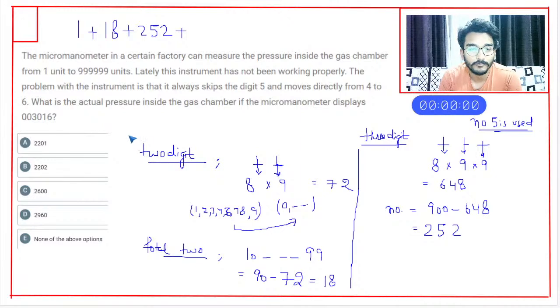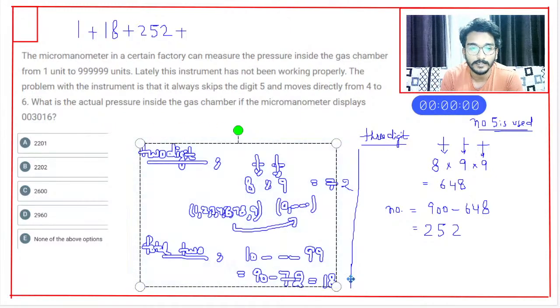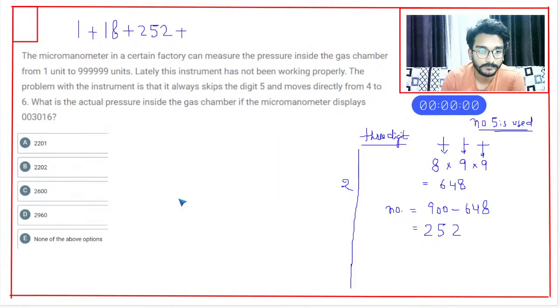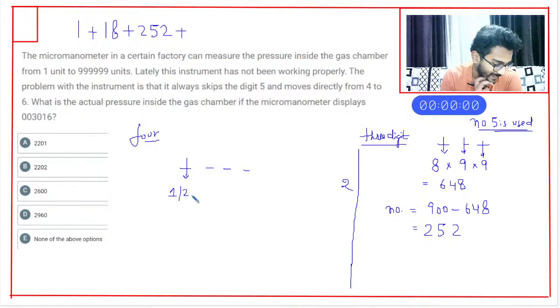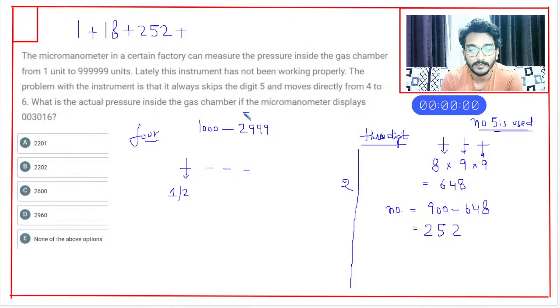Okay, moving to the 4-digit numbers now. We have to go till 3016. Now there is a limitation that in a 4-digit number, this place can be filled in 2 ways, 1 and 2. I'm going till 2999. I have started my observation from 1000 till 2999. Within this range, I'm finding the possibilities. So there are 2 possibilities for this blank.